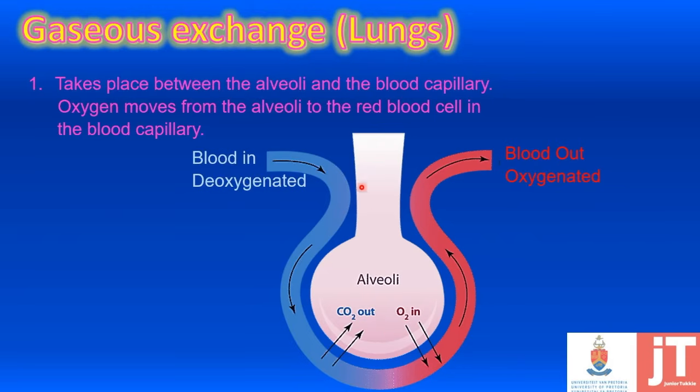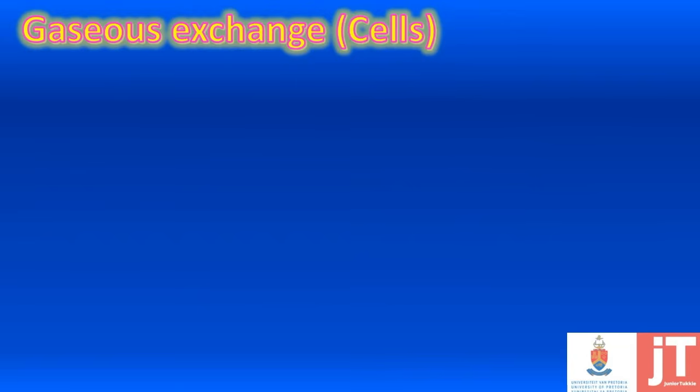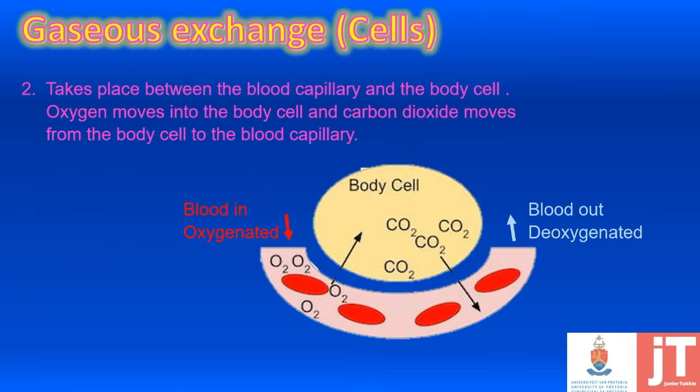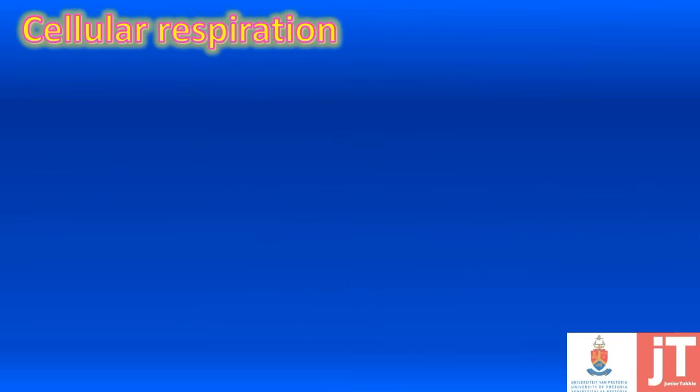So let's have a look at gas exchange, but at a cellular level. This takes place between the blood capillary and a body cell. So now blood, oxygenated blood, enters the capillary. Oxygen will move into the body cell as the concentration is very low, and carbon dioxide moves into the blood capillary, creating deoxygenated blood, which is then pumped back to the heart, to the lungs, to pick up more oxygen.